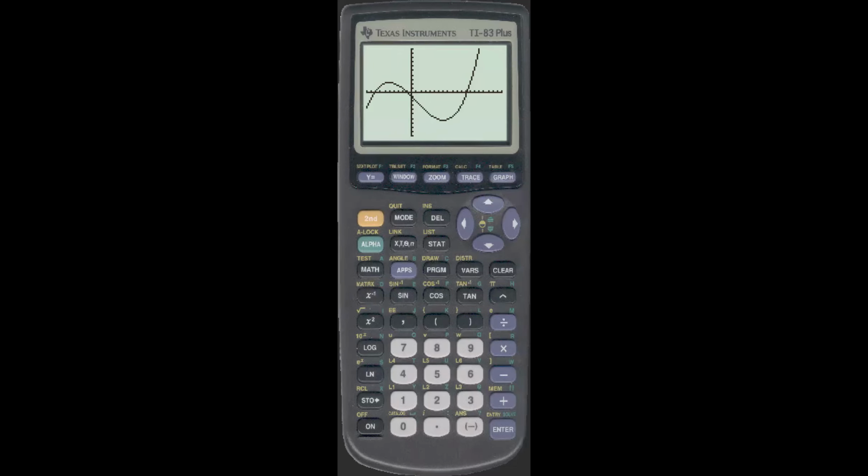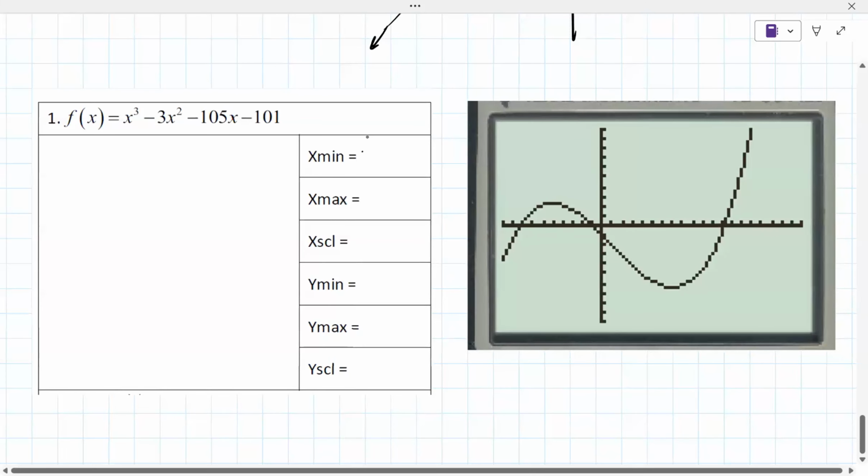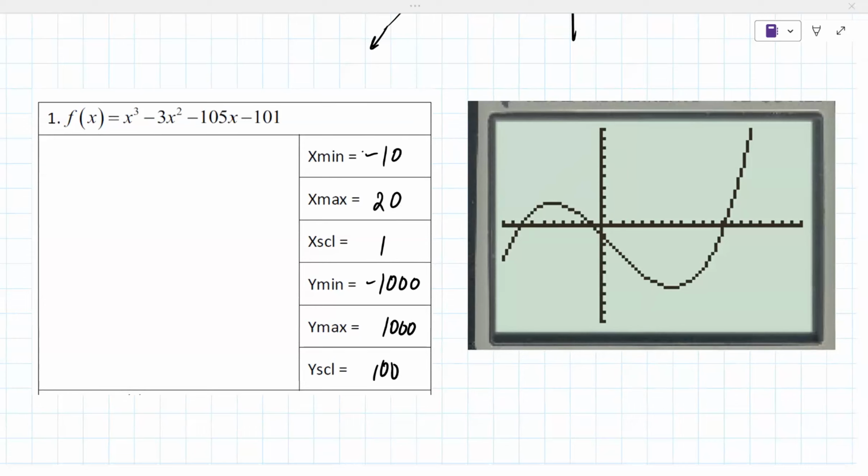Okay. So we're going to go back to, I think here she just wants us to write whatever minimum, maximum, scale that we put down. So I went minus 10 to 20, X scale of 1. Y min was minus 1,000, Y max 1,000, and 100. I feel like this is good enough, but your teacher might argue that you went up too far.